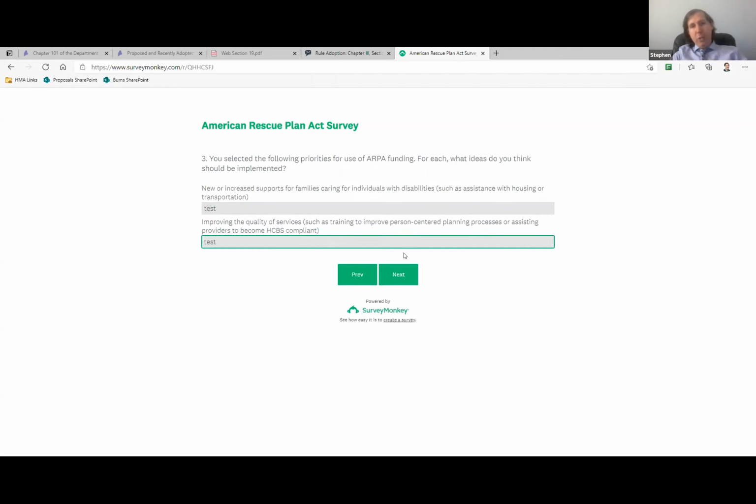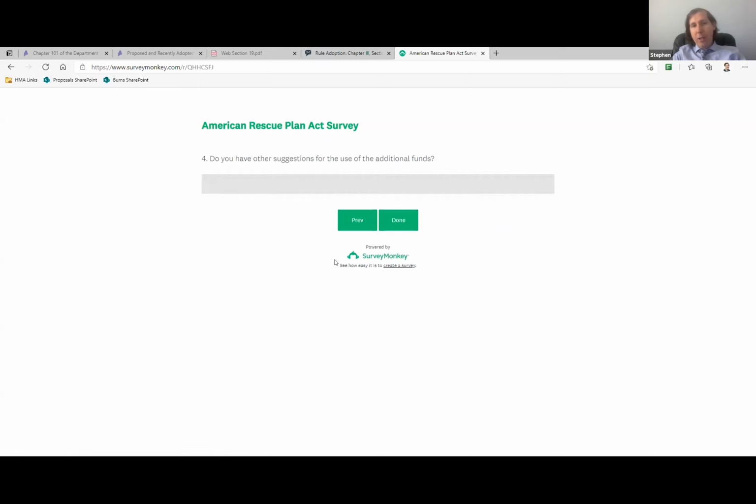And then the last question is, there might even be things that we haven't thought of in our 6th category. So what else would you like the division to be aware of in terms of your priorities or suggestions for the use of these additional funds?